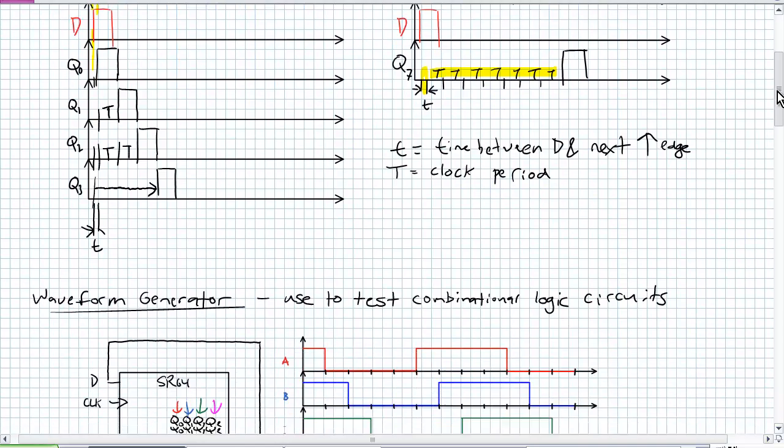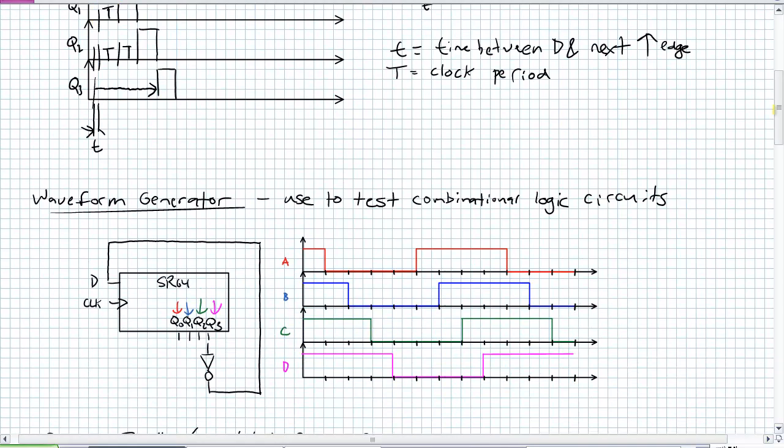One other application for a shift register here is a waveform generator, for example, a Johnson counter. What I've got is a 4-bit Johnson counter, serial in, serial out, where that output is inverted and being fed back in, often known as a twisted ring counter. What does this generate? Well, it generates this staggered waveform for our outputs A, B, C, and D, which I've defined Q0 to Q3.